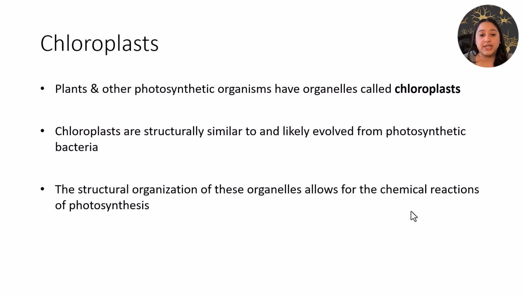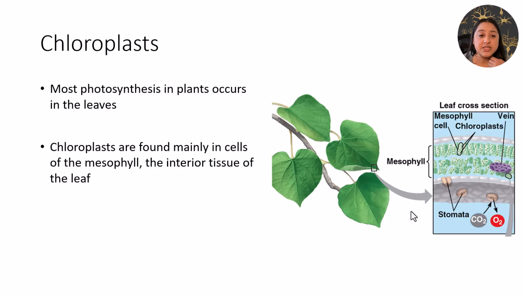And the structural organization of these organelles is what allows for the chemical reactions of photosynthesis. So most photosynthesis in plants occurs in the leaves. So anything that you see is green is probably going to be doing photosynthesis. And yeah, most photosynthesis happens in the leaves.